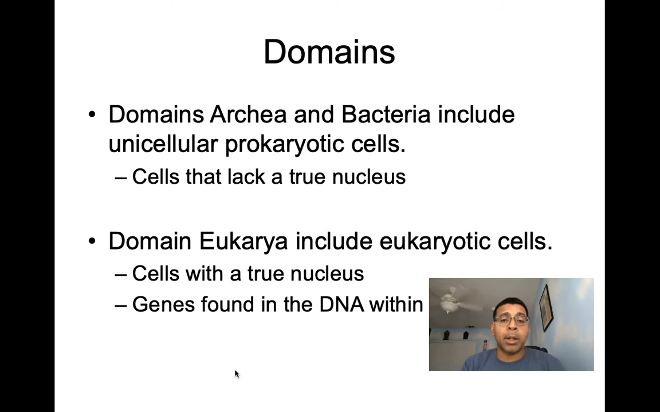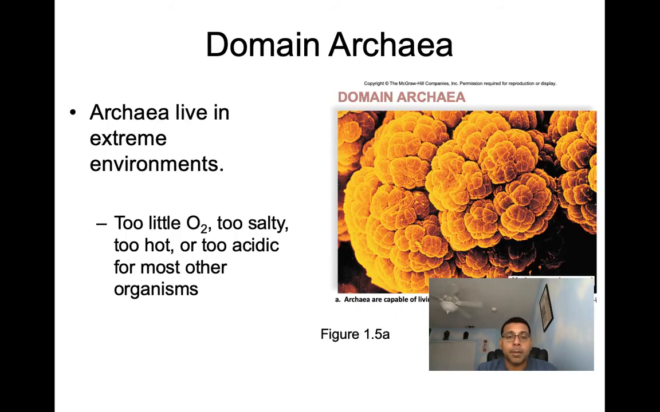So we said the domains archaea and bacteria include unicellular prokaryotic cells, which are cells that lack a true nucleus. However, the domain eukarya, which includes eukaryotic cells, has cells with a true nucleus. Genes are found in the DNA within the nucleus, so that's why the nucleus is important for eukaryotic cells. Archaea live in aquatic environments that lack oxygen or are too salty, too hot, too acidic for other organisms.